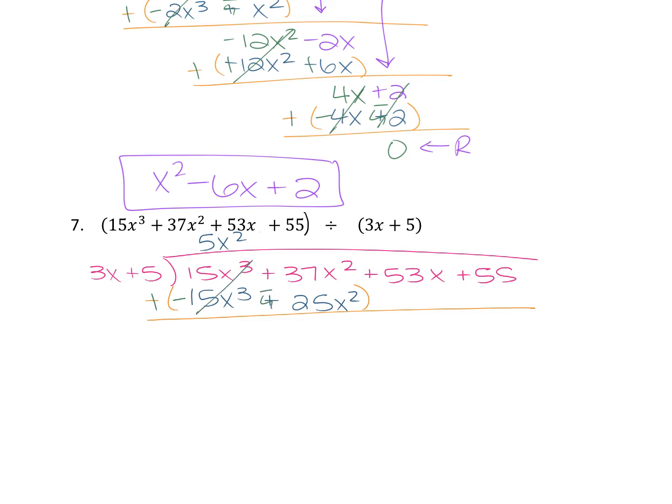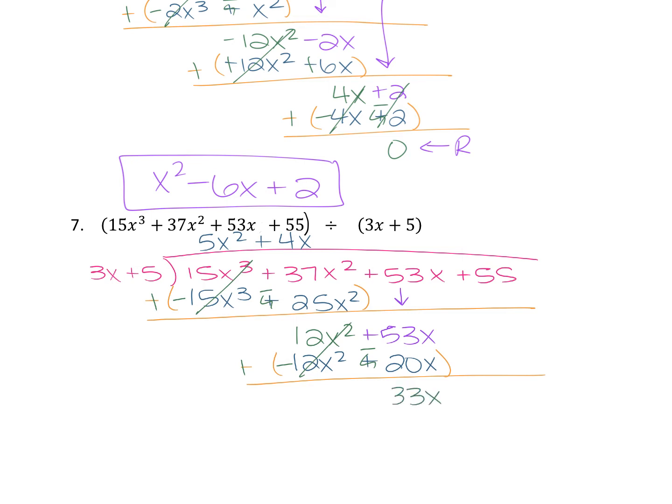15x cubes cancel. 37x squared minus 25x squared is going to give us 12x squared. And then we bring down the 53x. Next, the 3x times 4x is 12x squared. So that's going to give us 12x squared plus 20x. We subtract these or add the opposites. 12x squareds cancel. 53x minus 20x is 33x. We then drop down the 55.